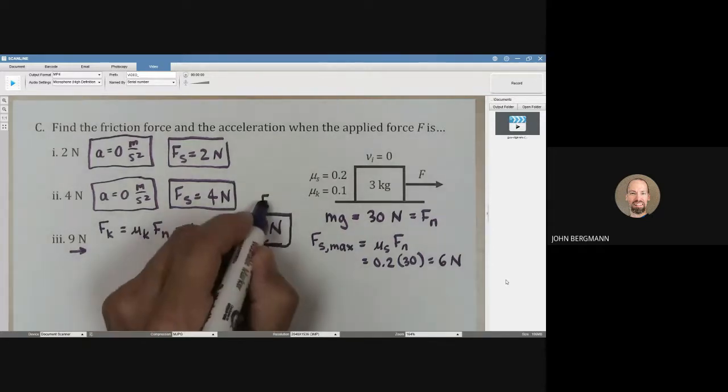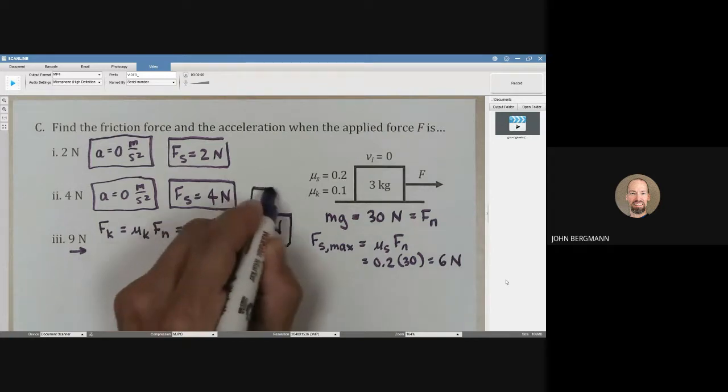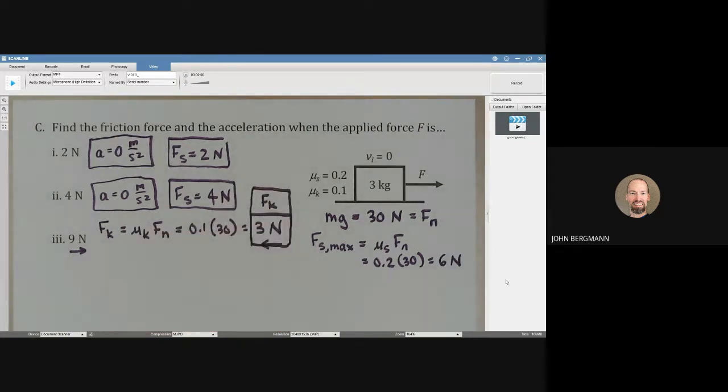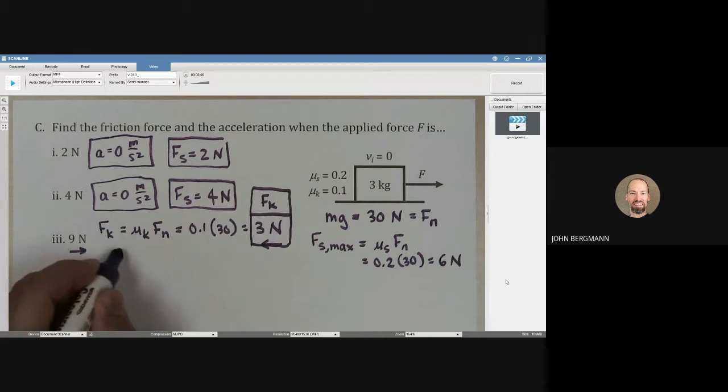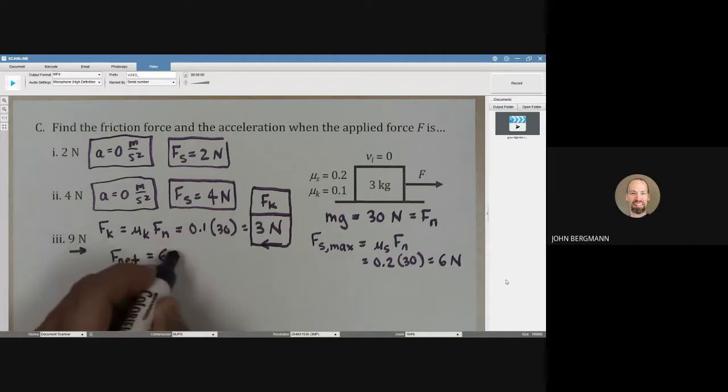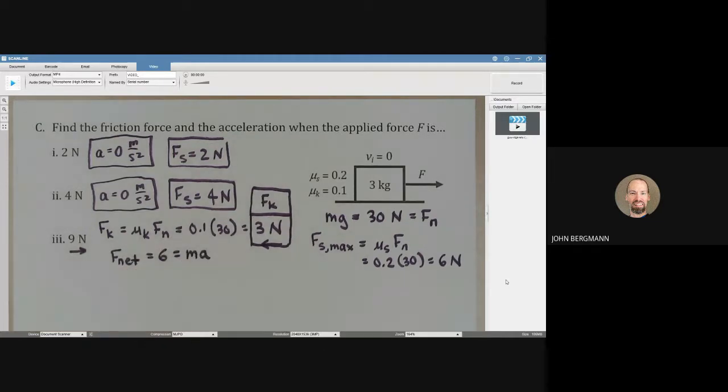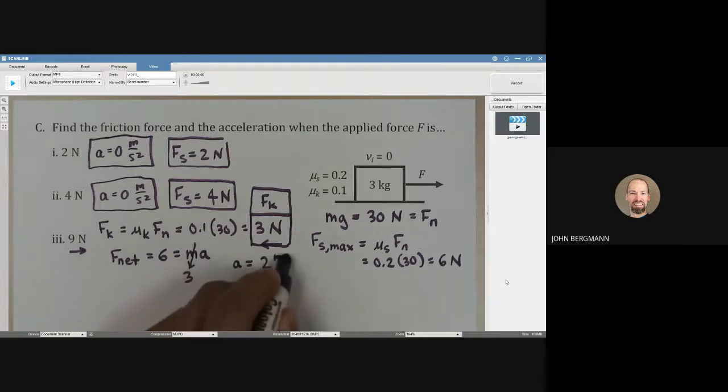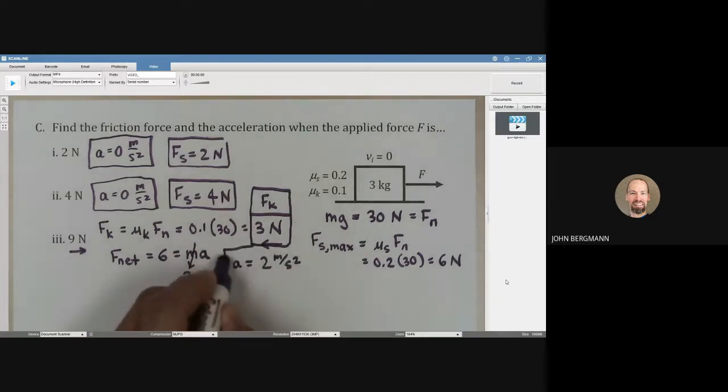And why don't I put F sub k there so we make sure we know, hey, that's kinetic friction now. And the net force will then be 9 minus 3, so that's 6. And according to Newton's second law, the net force is equal to the mass times the acceleration. The mass is 3, so that must mean that for this last case, the acceleration is going to have a magnitude of 2 meters per second squared.